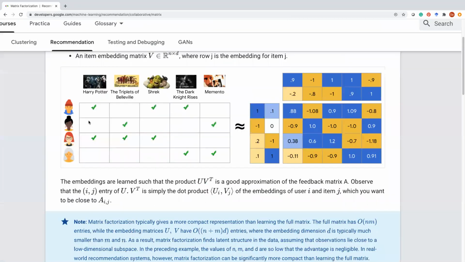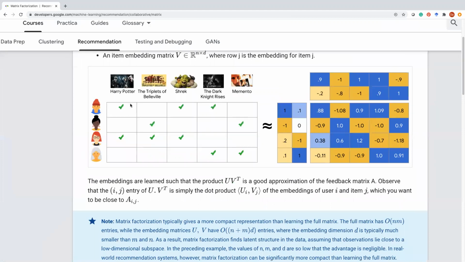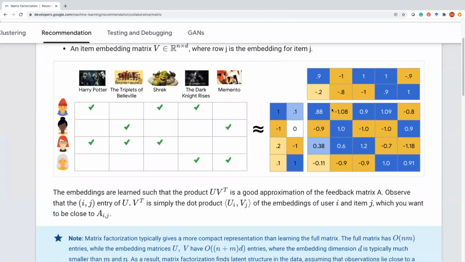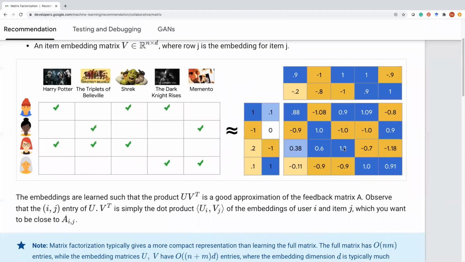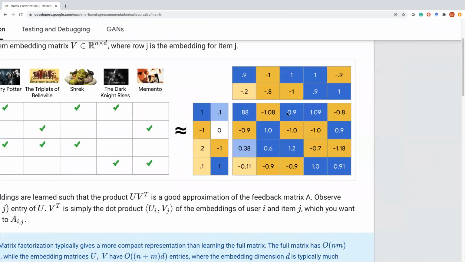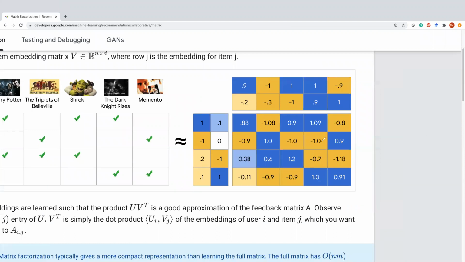So let's say you have the ratings a person gives to each movie. Then you will get a matrix, something like this. Each row is a person, each column is a movie. But this matrix can be huge. You may have lots and lots of persons, maybe 1 million users, and maybe 10,000 movies. So you need a lot of space to save them.